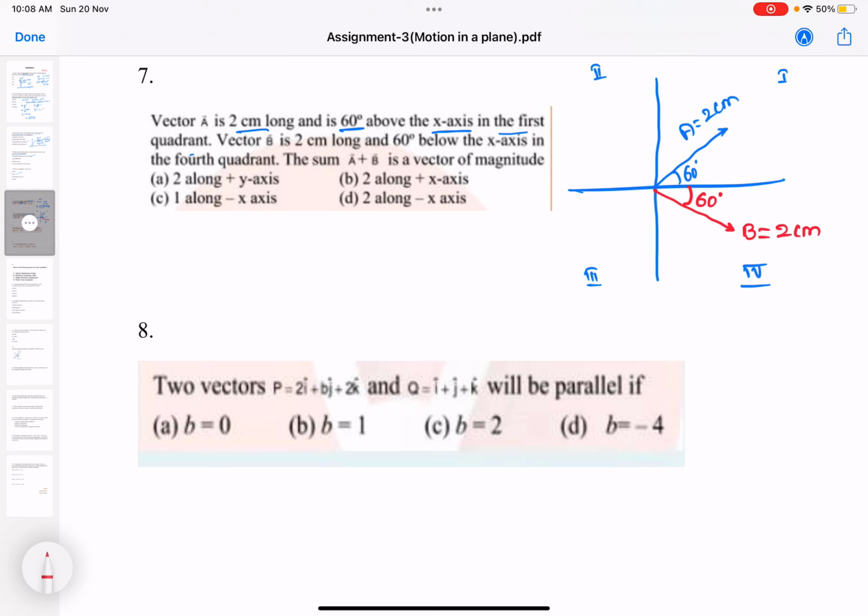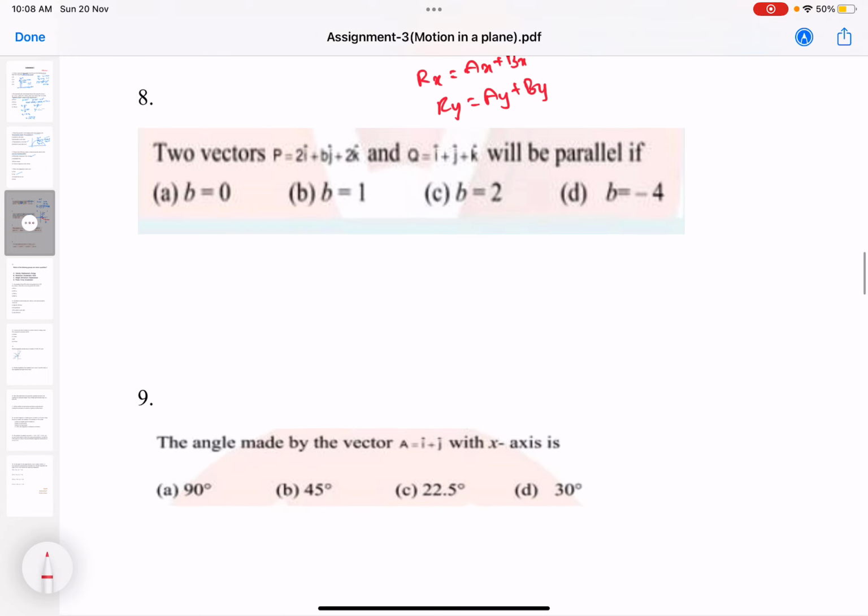So resolve A into components, resolve B into components, and find the resultant R. R equals A vector plus B vector. That means Rx equals Ax plus Bx, and Ry equals Ay plus By. Do this so that you will get the answer for this question.